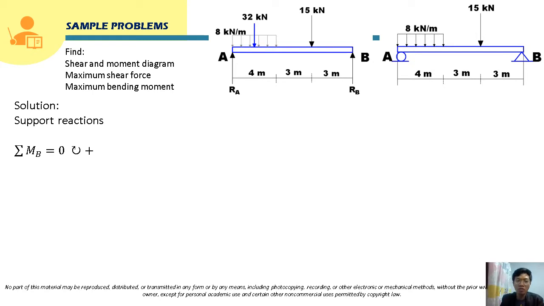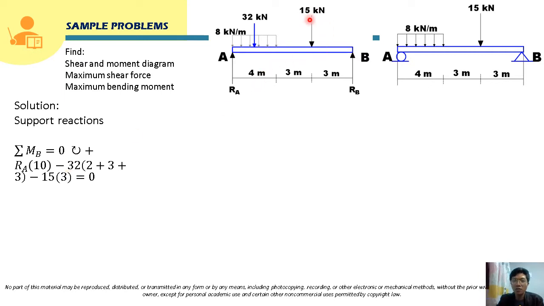Taking moment at point B equal to 0, our assumption here is positive for clockwise moments. RA will have a moment arm of 4 plus 3 plus 3, which is 10. That will be positive since the rotation about point B is clockwise. Now for the equivalent point load of the rectangular loading, which is 32 kilonewton, its moment will be 32 times its moment arm, which is 2 plus 3 plus 3. It will be counterclockwise in its rotation about point B, so it will be negative here.